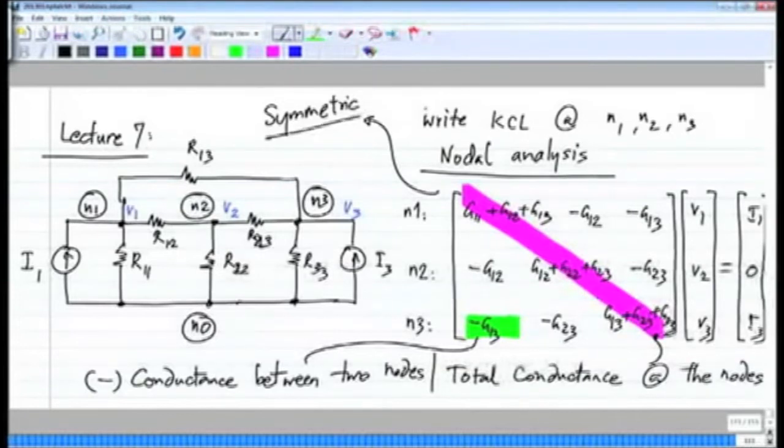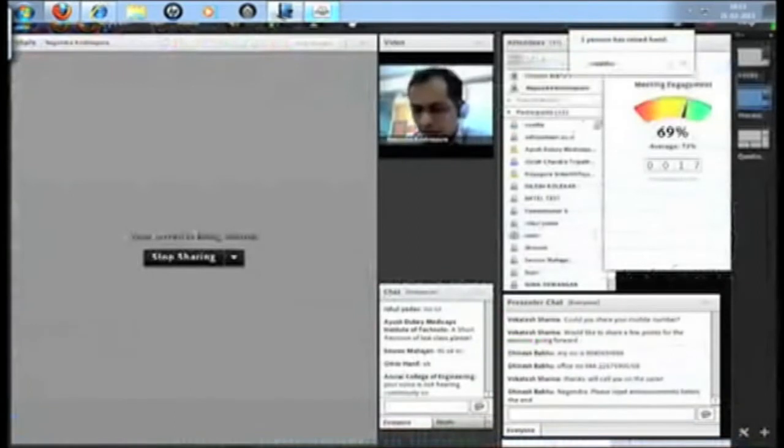Now the only restriction is, in this case we have taken a circuit which has resistors and current sources only. We don't have other types of independent sources, that is a voltage source, or dependent sources yet. We will add them as we go along. So that's a quick review of what we did in the previous class. Any questions? Any confusion regarding that?